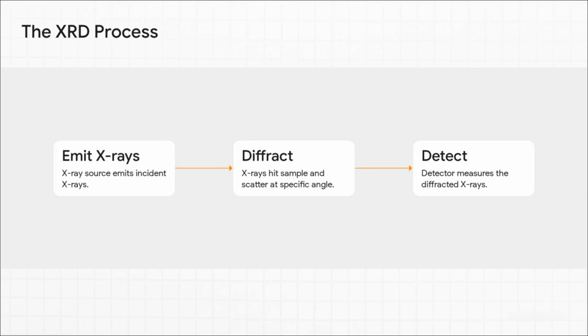But here's the trick. They don't just hit it straight on. They hit it at a very specific, carefully measured angle, which we call theta. Now, when these X-rays hit the regularly spaced atoms in the crystal, they bounce off, or diffract, scattering in very specific directions. Finally, Step 3. A super-sensitive detector is perfectly positioned to catch and measure all those diffracted X-rays as they ricochet off the sample.